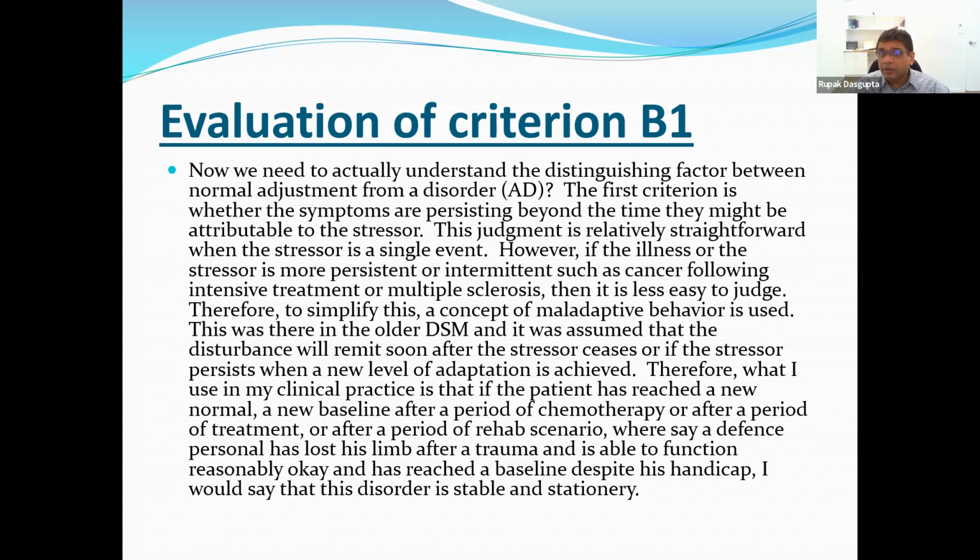So I'm now trying to evaluate criterion B, and this is based on my clinical experience and the read-ups that I've done over the years. Now we need to actually understand the distinguishing factor between normal adjustment. A normal person can adjust as well, and the person may be suffering from adjustment disorder. Once you have given adjustment disorder, you have given 309 point something of DSM already to the patient. Okay, whether it's mood, anxiety, conduct, whatever.